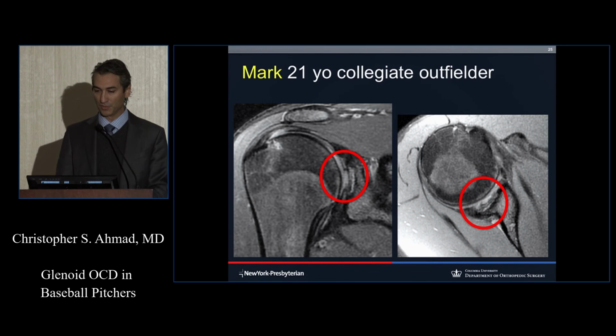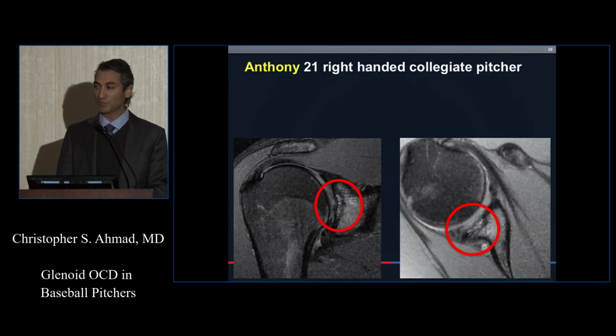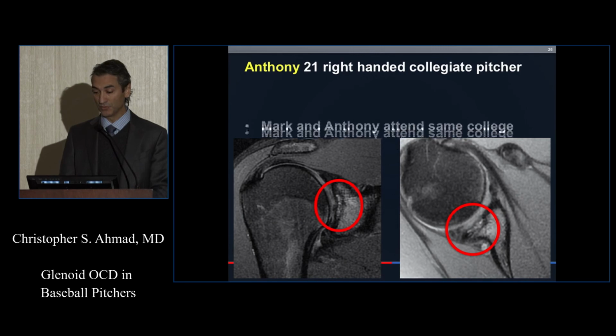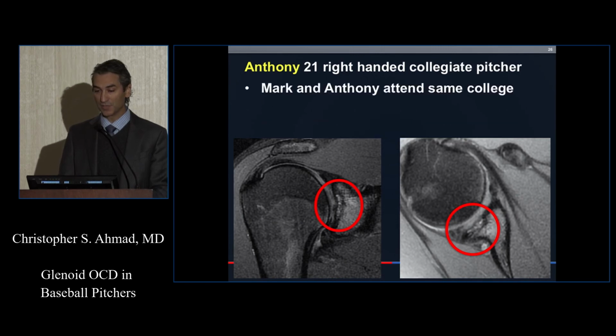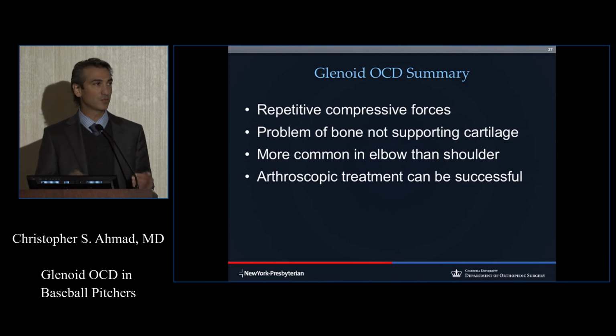I'm going to go back. Look, they're both 21. They got a similar MRI scan. I was getting lazy making these presentations. I thought I would just use Mark's MRI for this. This is actually Anthony's MRI. Put them both in. Mark and Anthony go to the same college. They're teammates. They are twins. So there's obviously a genetic feature of this problem.